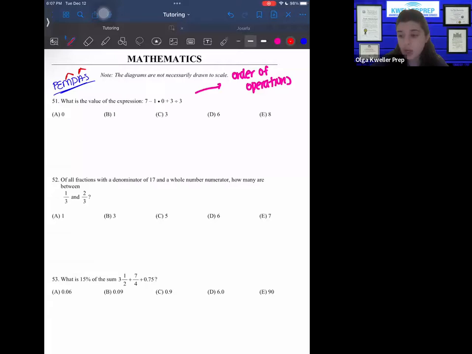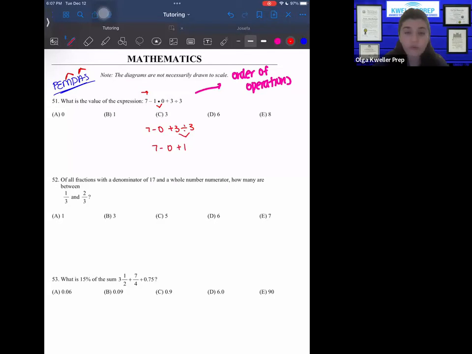So for this one, we have multiplication and division. So we're going to just work from left to right. From left to right, the first one we have is multiplication. So I'm going to take care of 1 times 0 first, which just simplifies to 0. And then I have to take care of 3 divided by 3, which simplifies to 1.